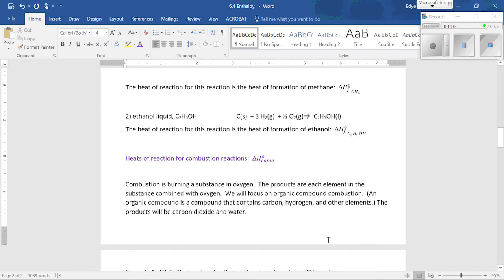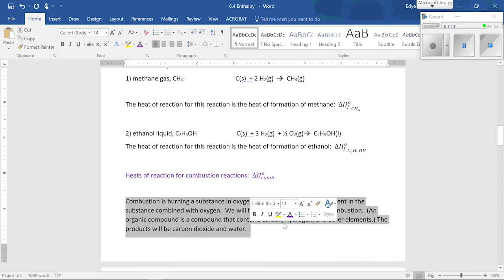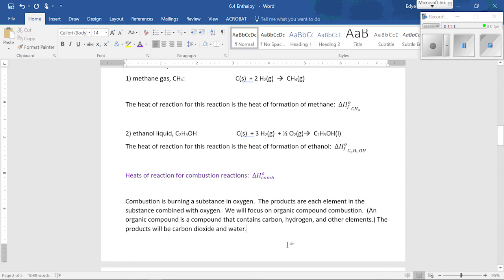Okay, another kind of reaction that we'll talk about is heat of combustion. And I've given you this whole definition here. You don't have to write any of it out. Combustion is just burning a substance in oxygen. We combine each of the elements.